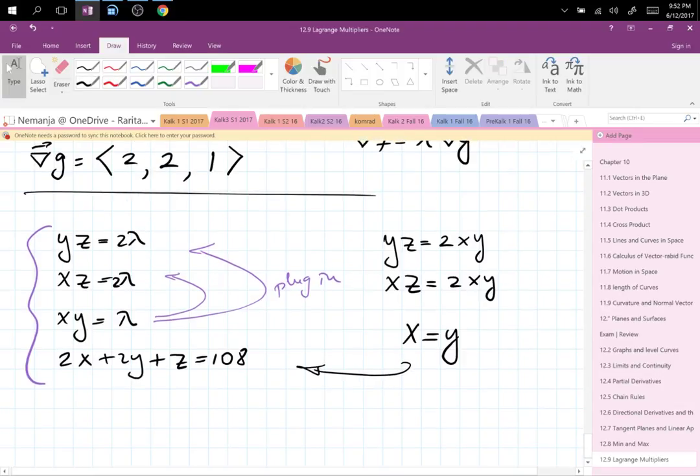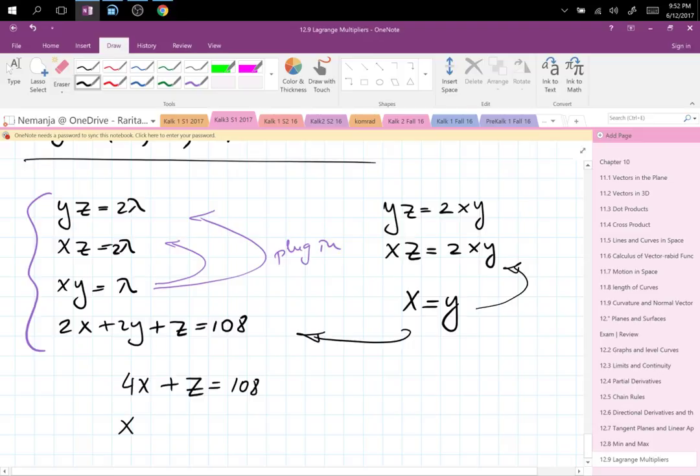So that will make our bottom equation, x equals y, to have, let's say, 4x plus z equals 108. Eliminate y, maybe from this equation. We get that xz is equal to 2x squared.